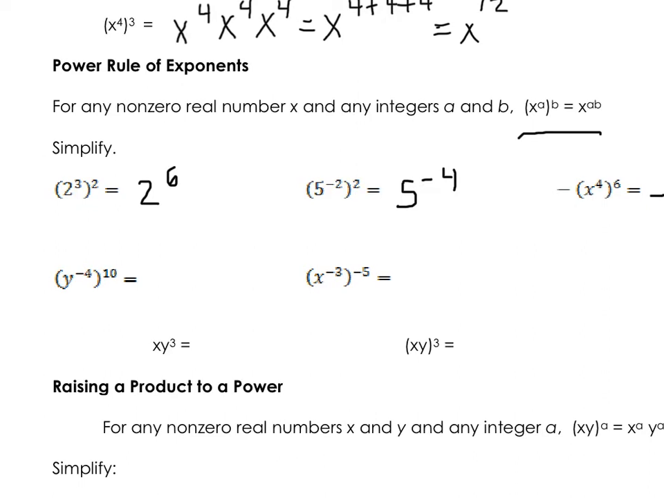Y to the negative fourth to the 10th. Multiply those exponents, negative 40. X to the negative 3 to the negative 5th power. Multiply the exponents, x to the positive 15th power.